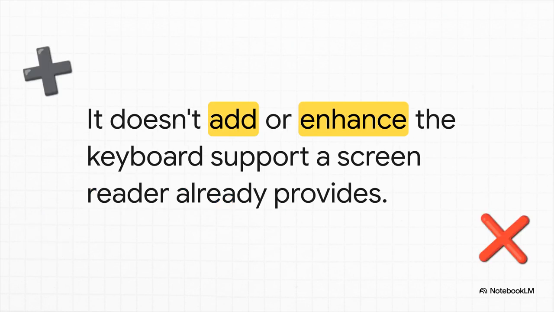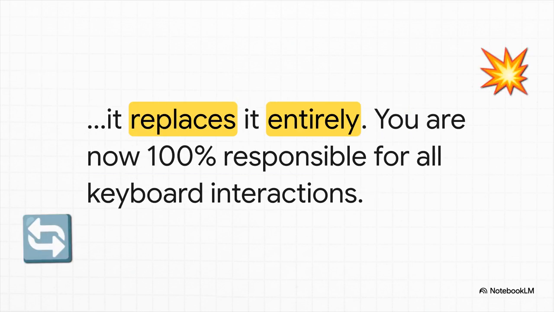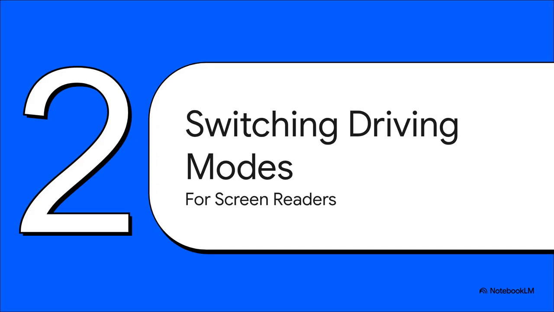You see, the critical thing to understand is that this attribute doesn't magically add any new keyboard features. It doesn't build on top of what a screen reader already does. No, it throws all of that out and replaces it completely. The moment you use this role, you're tapping the screen reader on the shoulder and saying, thanks, I'll take it from here. From that point on, you are 100% responsible for every single keyboard interaction. So what does that actually feel like for a user?